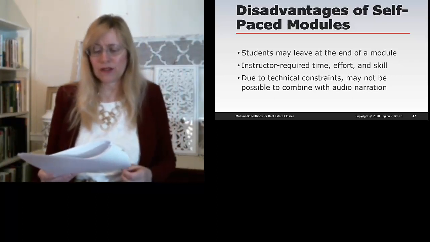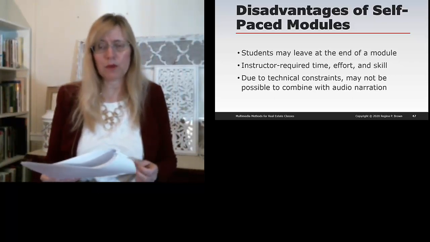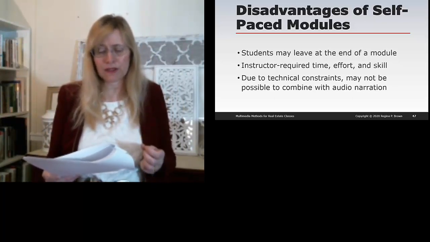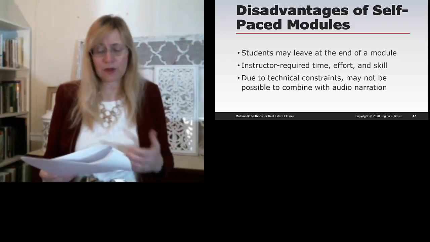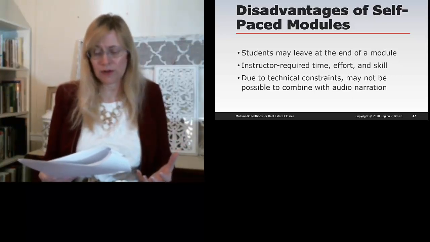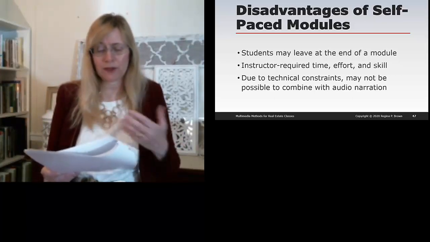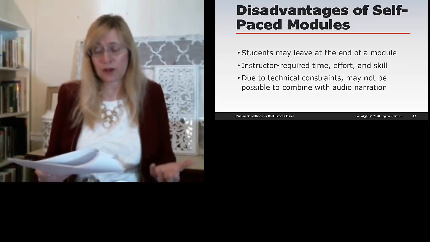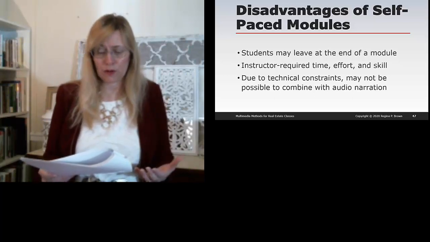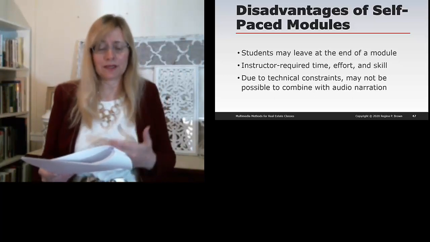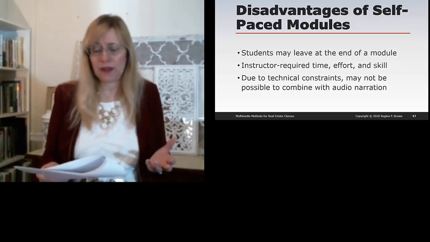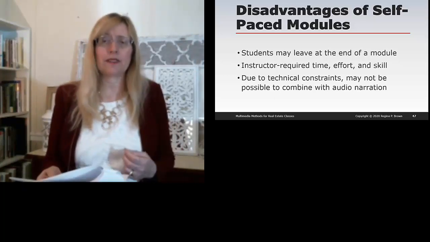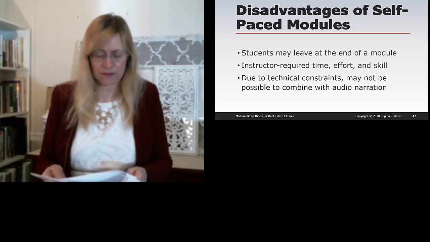Due to technical constraints, it may not always be possible to combine with audio narration. For example, embedding a PowerPoint slide deck in a Canvas course so that it opens as a slideshow requires the instructor and every student to be logged on to their college-based account, either Microsoft Office 365 or Google Docs, and invariably some, or perhaps many, students will not be able to fully access the slideshow as intended by the instructor.